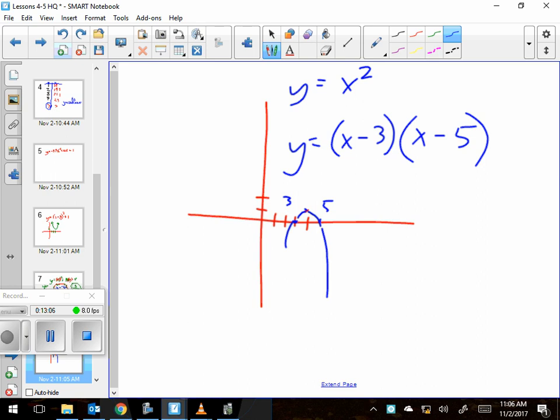x squared, outside inside, makes what? Minus 8x, and the lasts make 15. All right. Now, oh wait, it's upside down. If this is upside down, what's missing from my equation? A negative. I need a negative in the front. That makes everything the opposite. Negative x squared plus 8x minus 15.